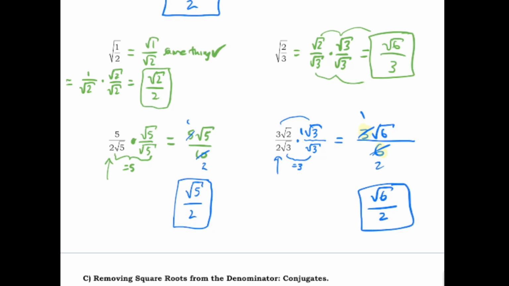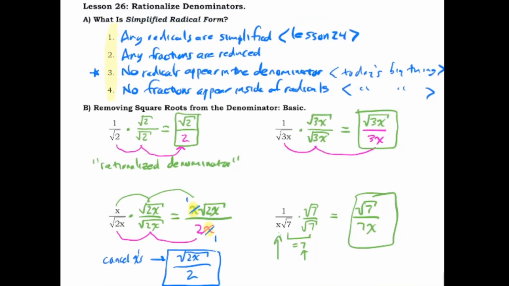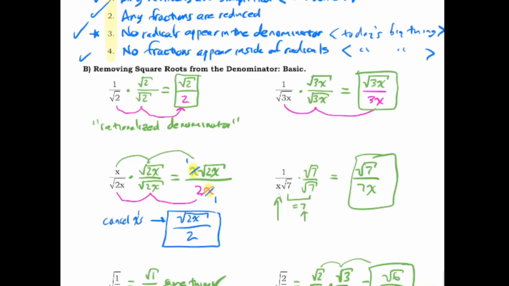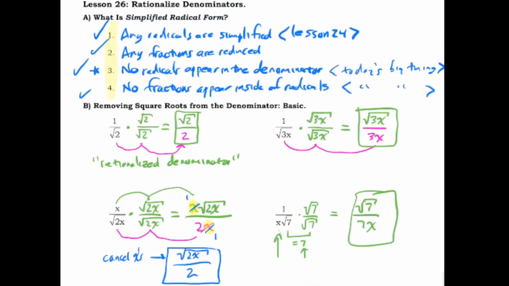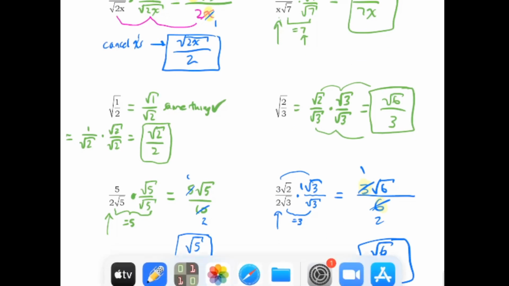Simplified radical form. All of these answers that I have circled, I'm going to scroll up. All of these answers that I have circled have satisfied: the radicals are simplified, the fractions are reduced, there's no radicals in the denominator, there's no fractions inside the radical. Those are the 4 things you need, the 4 criteria. If any of those is not true, it means you're not done monkeying around. You got some more monkeying around to do. Keep simplifying, keep going.